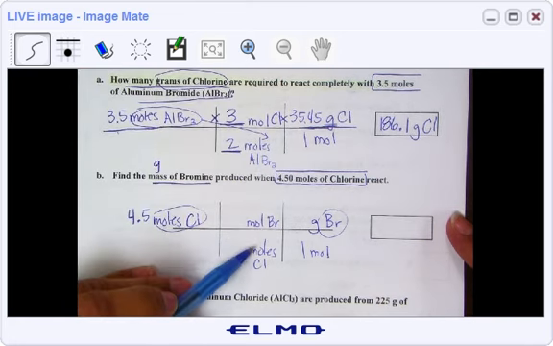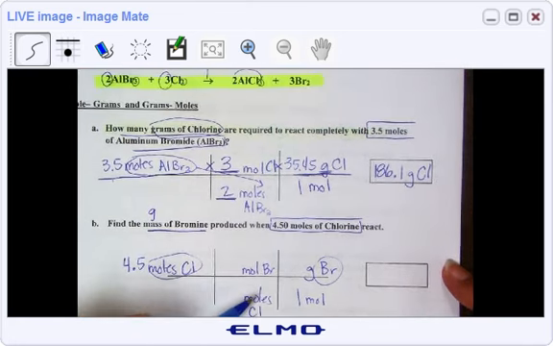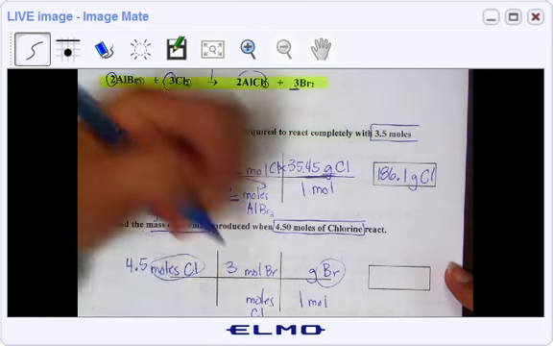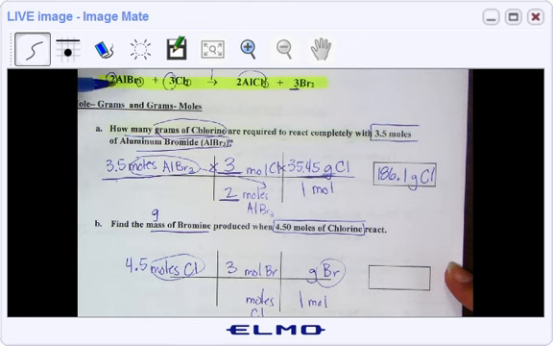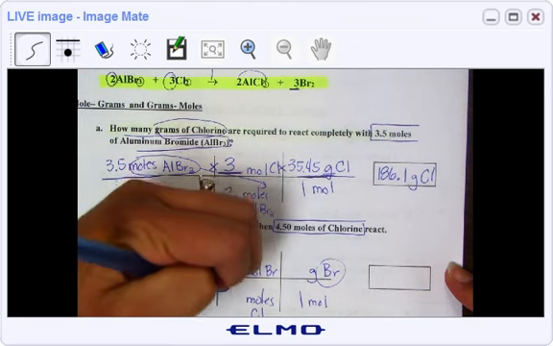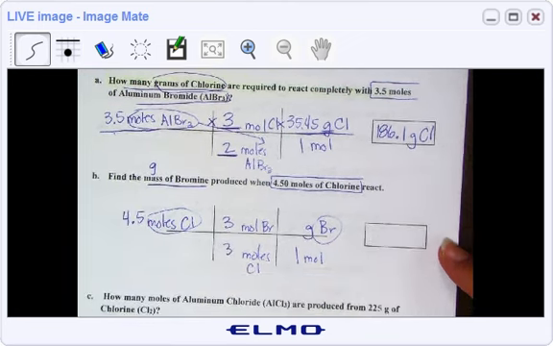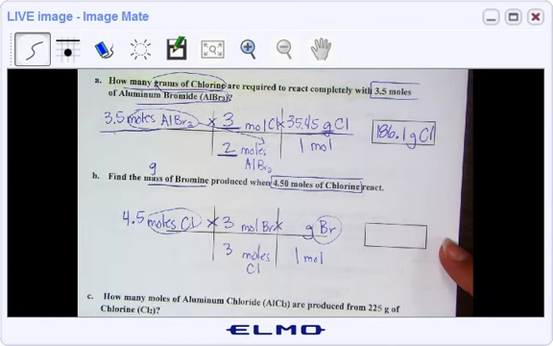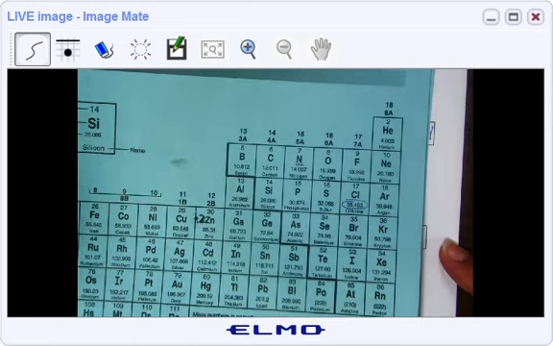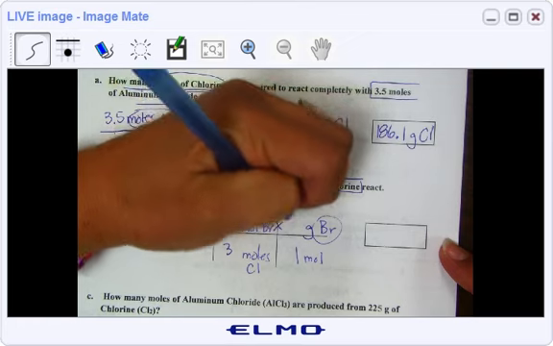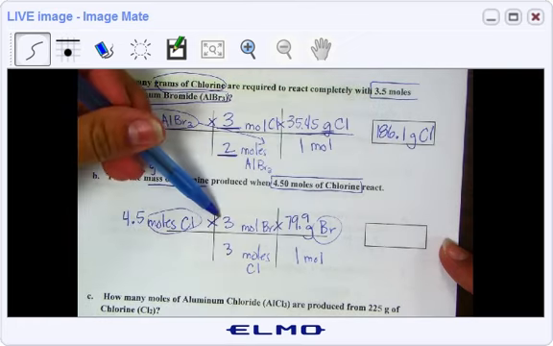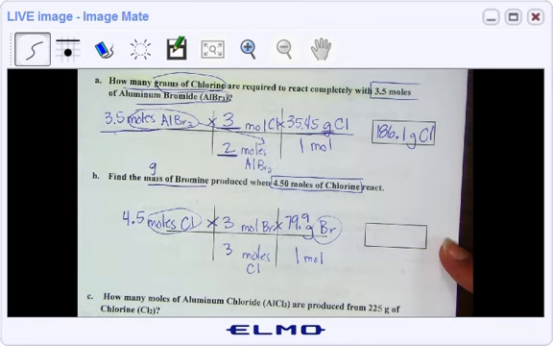So the mole of bromine, go back to the equation at top, the mole of bromine is 3, and the mole of chlorine is 3 as well. Whatever is side by side gets multiplied. You need to get the grams of bromine, I do that with a periodic chart, 79.9. So I'm going to take 4.5 times 3 times 79.9.